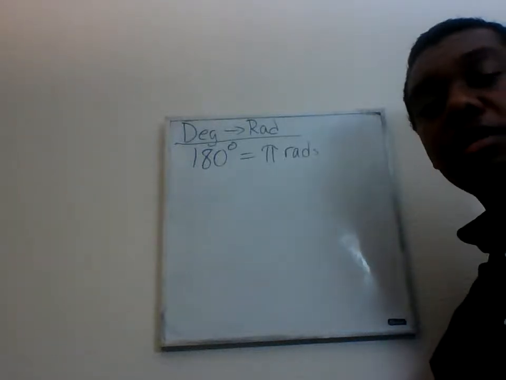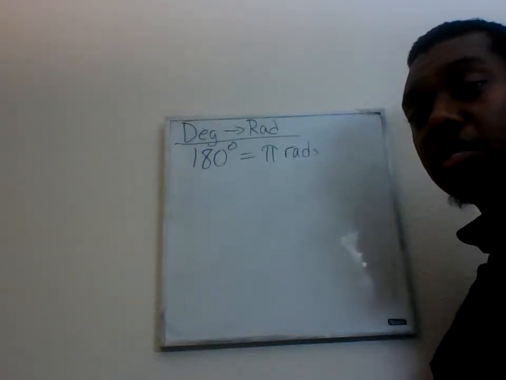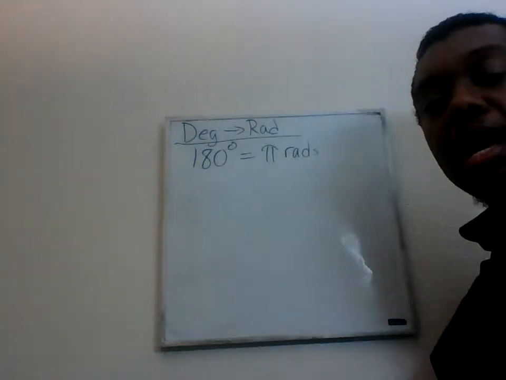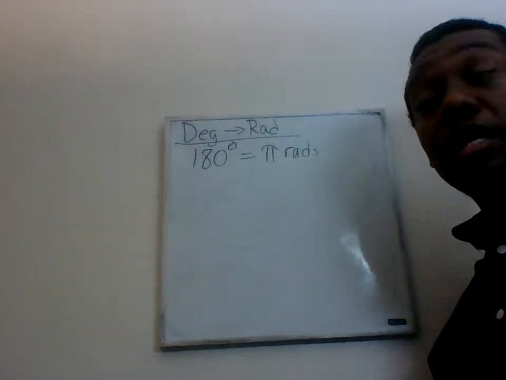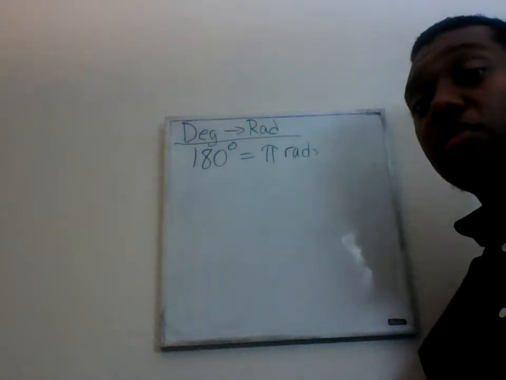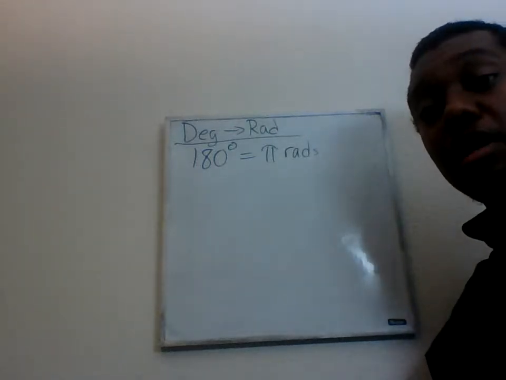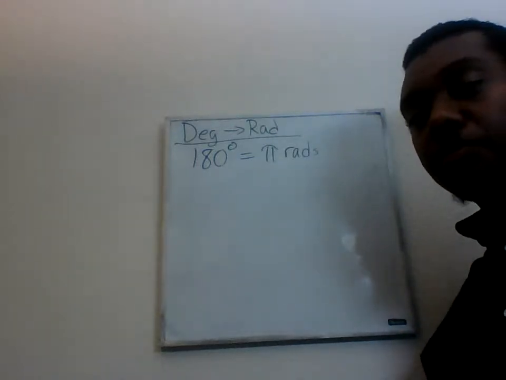Hello. So today we're going to be looking at converting between degrees and radians. We're going to do this by taking a degree measurement and converting it to radians, and then converting a radian measurement back to degrees.